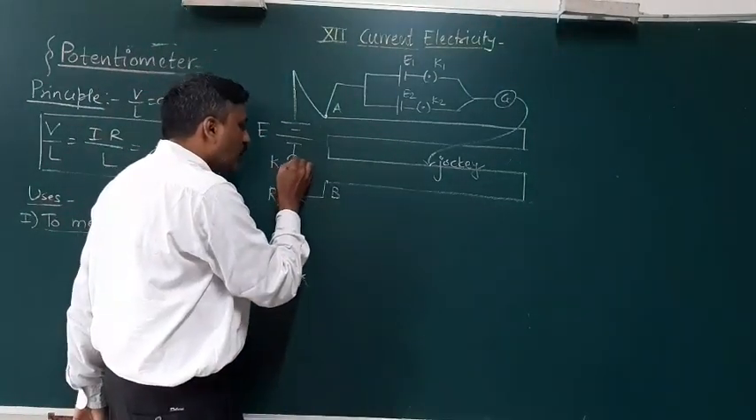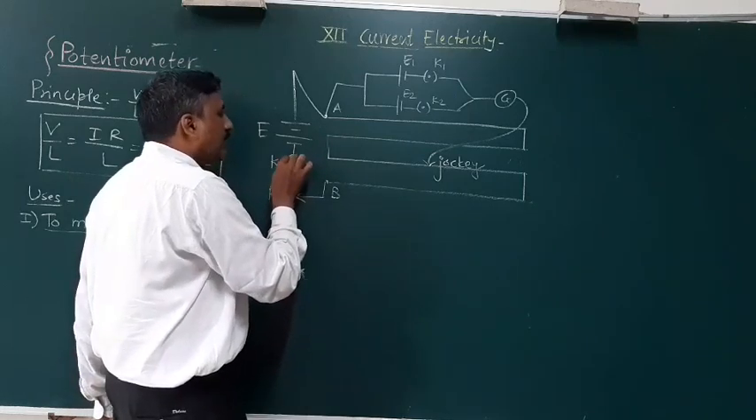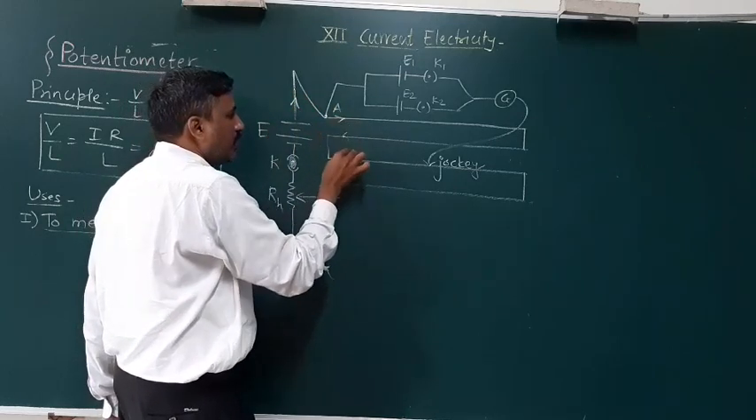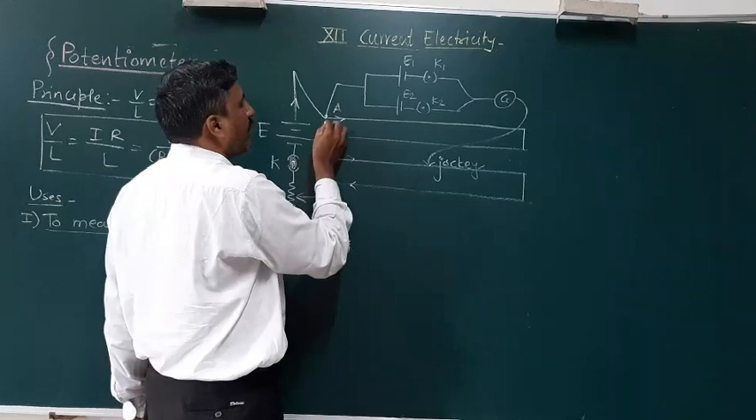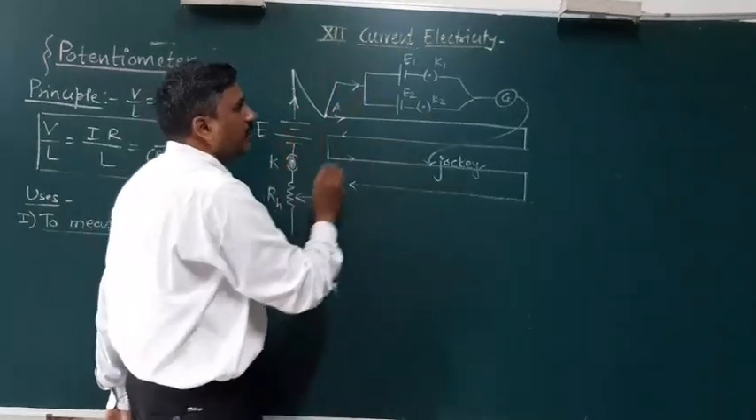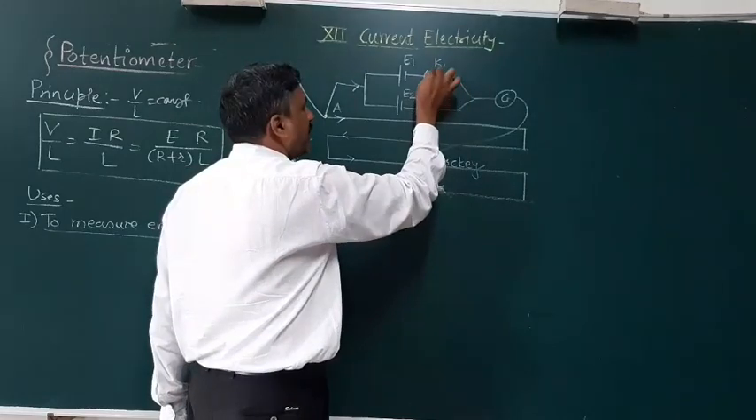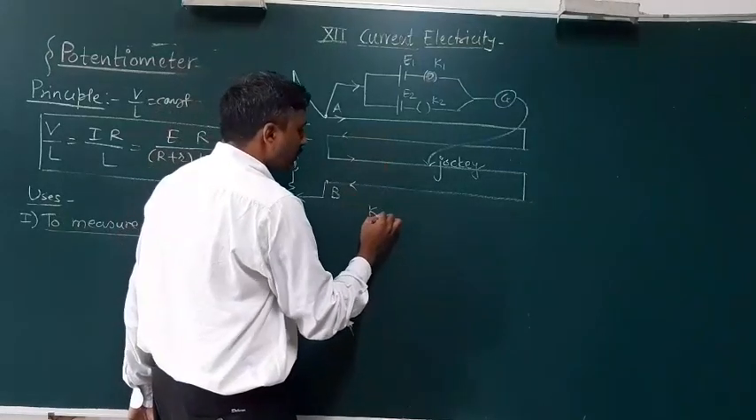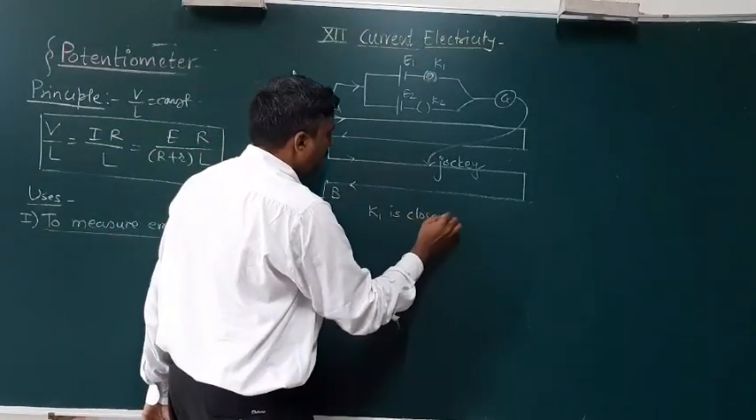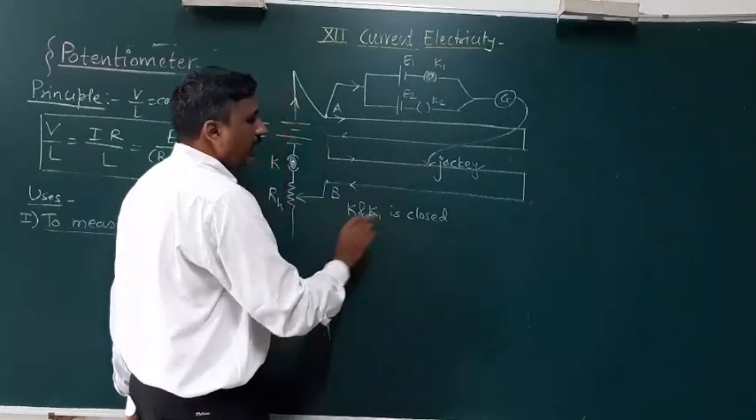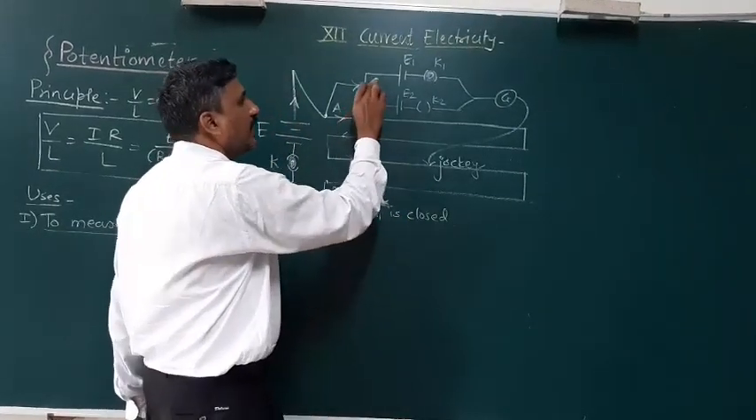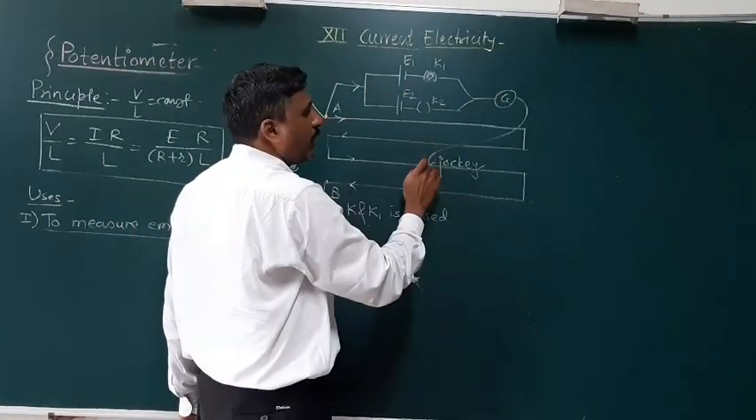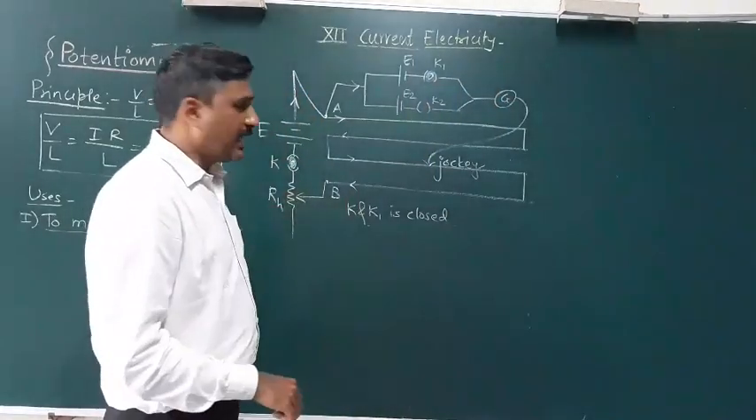When this key is closed, current flows through the circuit, and current always flows from the positive terminal, so it flows in this way. Here also the current flows when K1 is closed and K2 is open. At a time we operate one cell. When K and K1 are closed, current flows through the first cell. Then, without touching the jockey, the galvanometer shows some deflection.